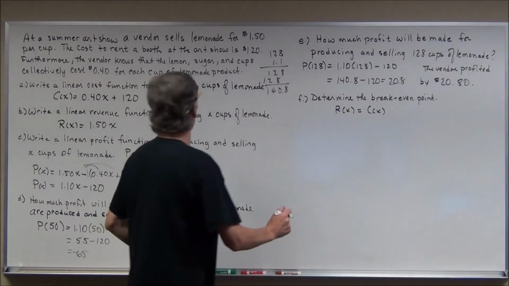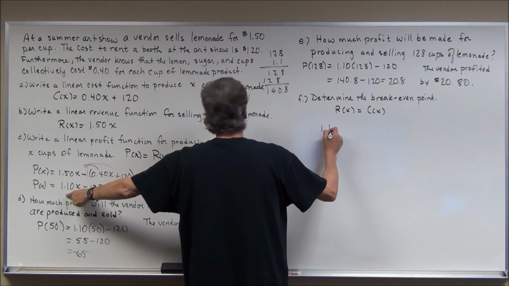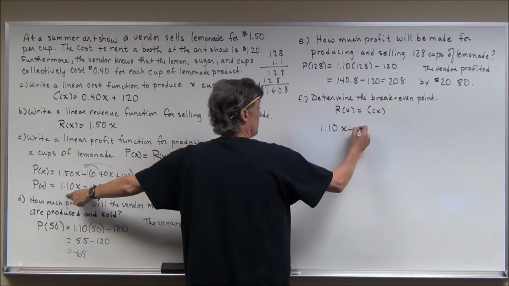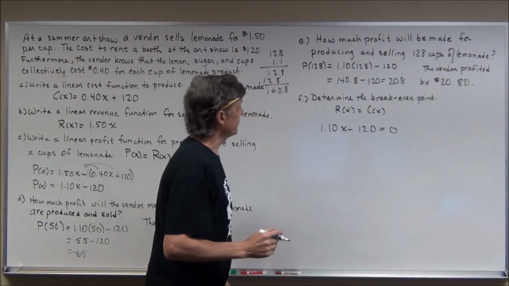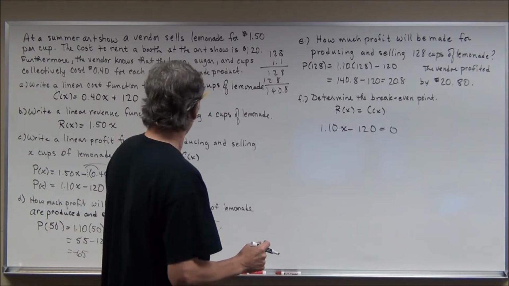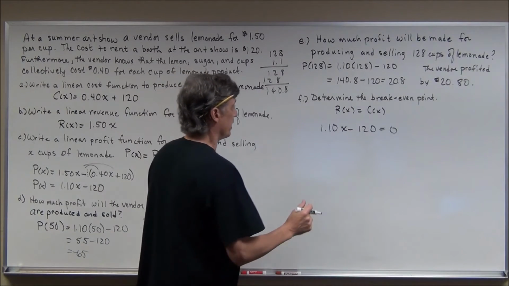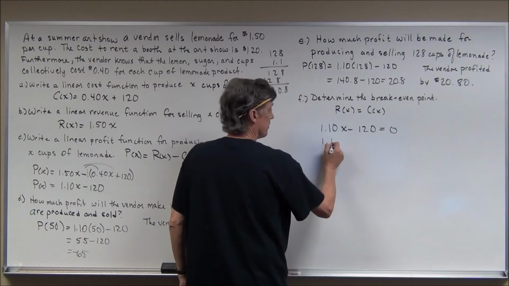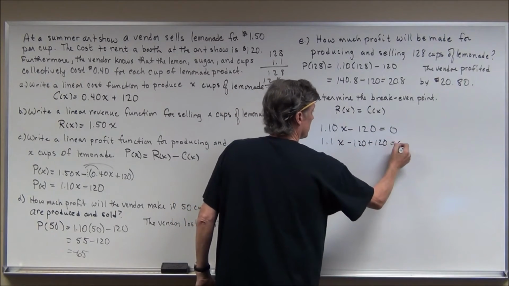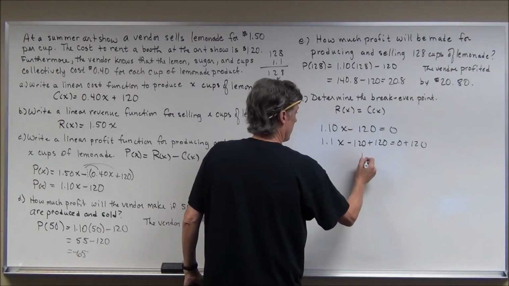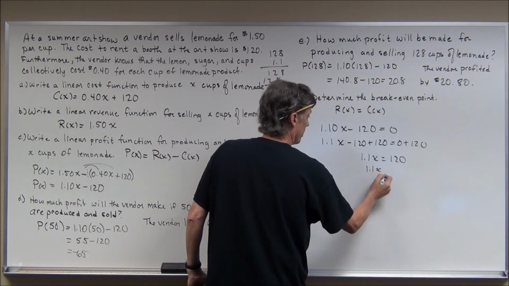So what I'm going to do is take the profit equation and set it equal to 0. Now this might not come out exact, and it didn't say round to the nearest cup. I'm just going to have to assume it's rounding to the nearest cup of lemonade. But I'm going to solve this equation. I'm going to add 120 to both sides. And I have 1.1x is equal to 120. I'm going to divide by 1.1.